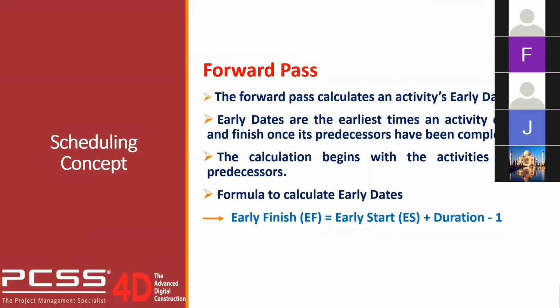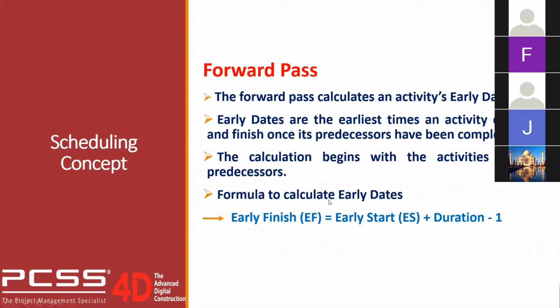Now, we have learned a little bit about what is predecessor activity, successor activity, and also a little bit of information on the relationship type. So now we want to learn more of the concept behind this critical path method scheduling technique. As I mentioned earlier just now, this technique involves forward pass and backward pass. So let us know more about forward pass first. For this forward pass, it calculates the activity early dates. These early dates are the earliest time for an activity to start and finish once its predecessor activity have been completed. But this calculation can only begin with activities without predecessors.